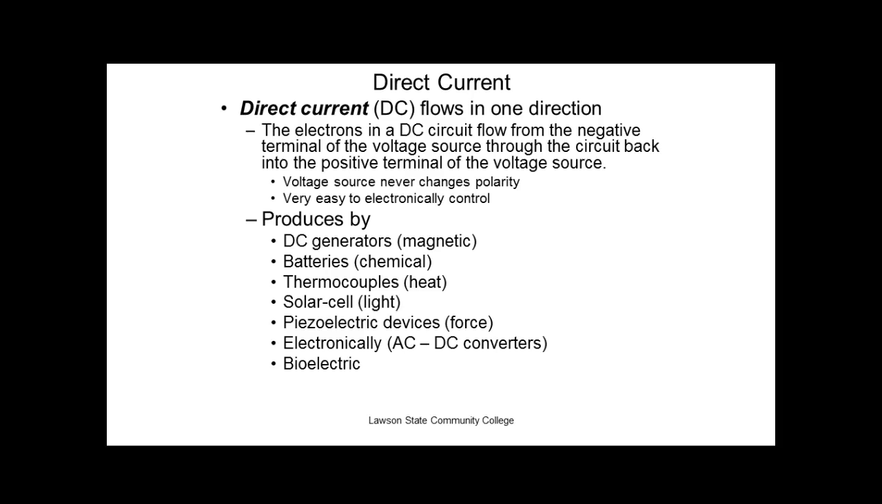DC is produced by DC generators. It's produced by batteries. Batteries chemically. It's produced by devices called thermocouples. It's solar cells, which y'all familiar with. Piezoelectric devices. If you got a cigarette lighter that you hear that pop, that's a piezoelectric device. That's DC that it generates. We can do it electronically through AC to DC converters, which is what you have in your car. So literally in your car, you don't have a DC generator, you have an AC generator. But your car operates off of DC.